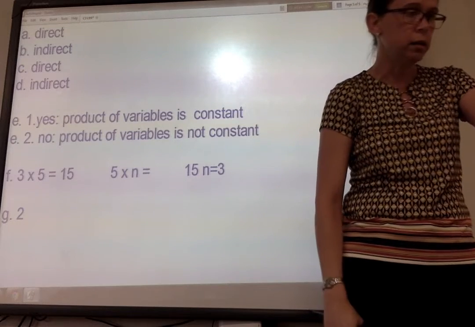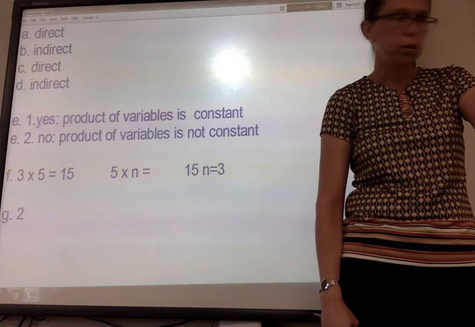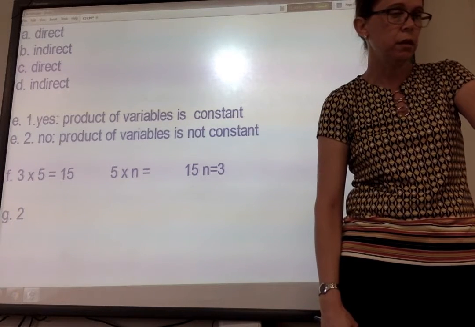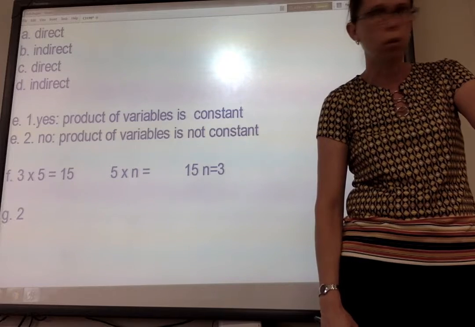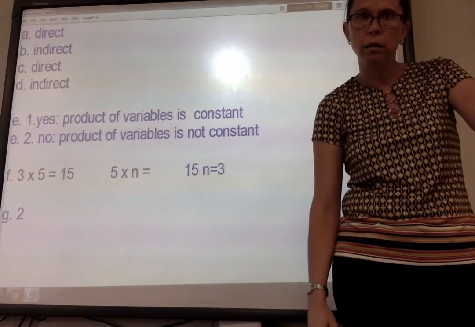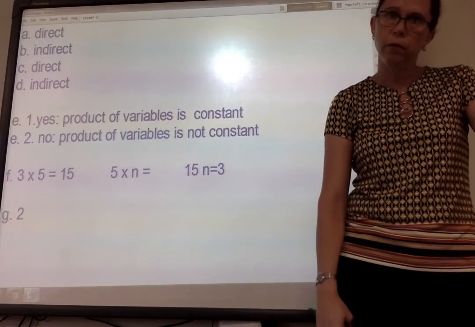We're getting a constant. On number 2, it's not an inverse proportion. 1 times 3 is 3, but the second pair, 2 times 2, is 4. Got a different number. So we're not getting the same number each time when we multiply the variables.